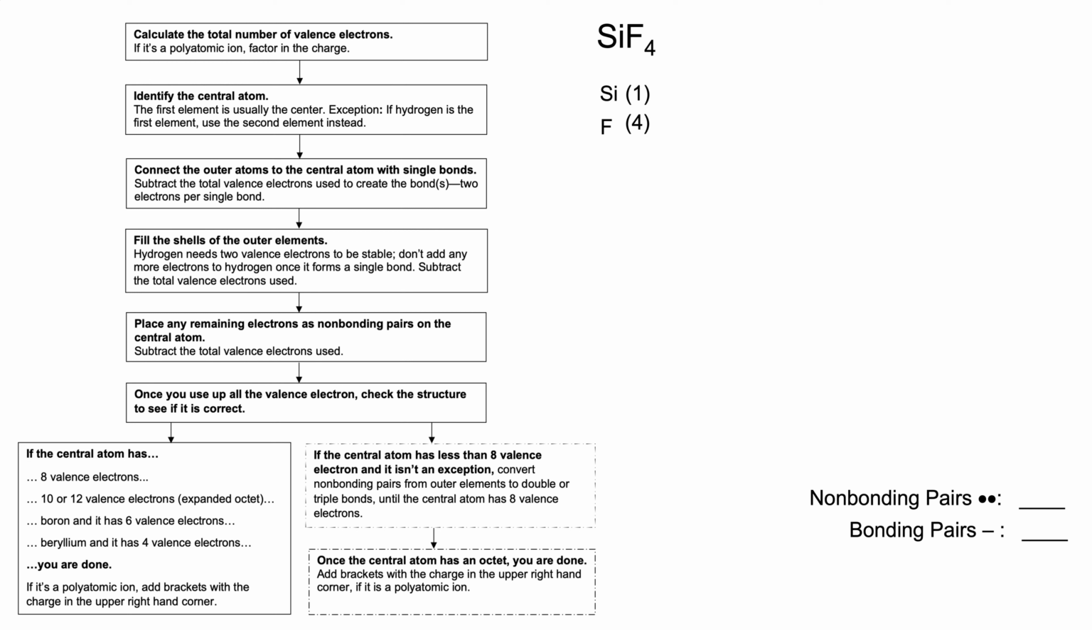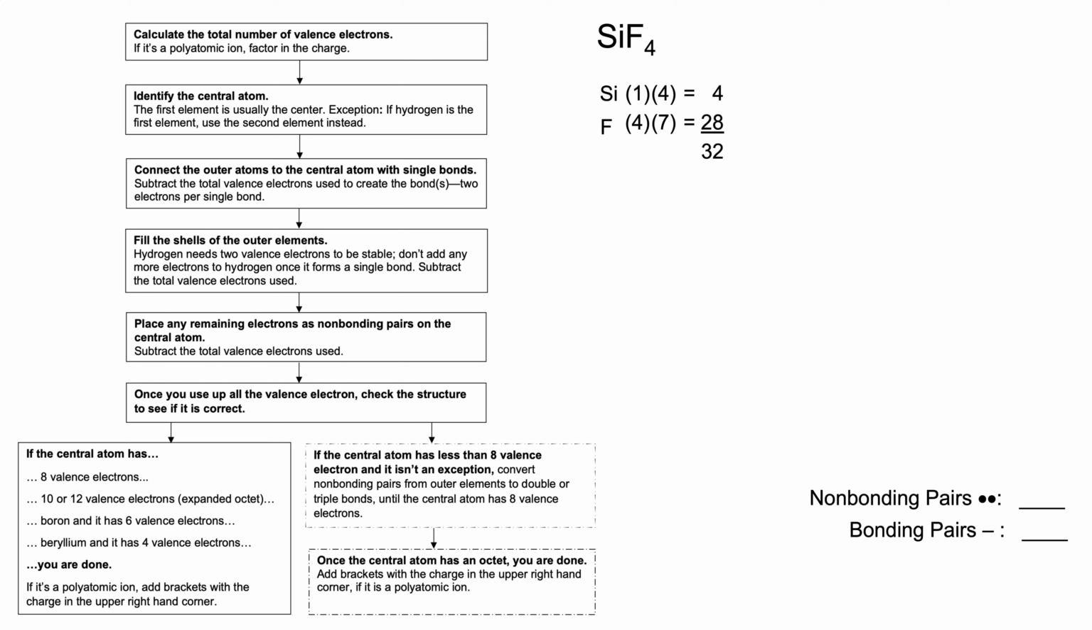Each silicon is going to contribute 4 valence electrons, whereas each fluorine would contribute 7. I multiply across and I add to get a total of 32. My next step is to identify the central atom. So the central atom is generally the first element in the formula. The exception is hydrogen cannot be the central atom.